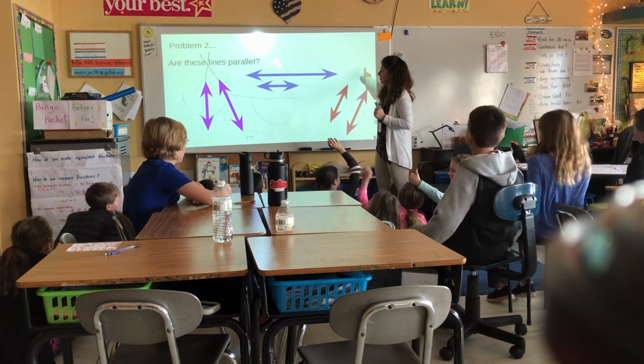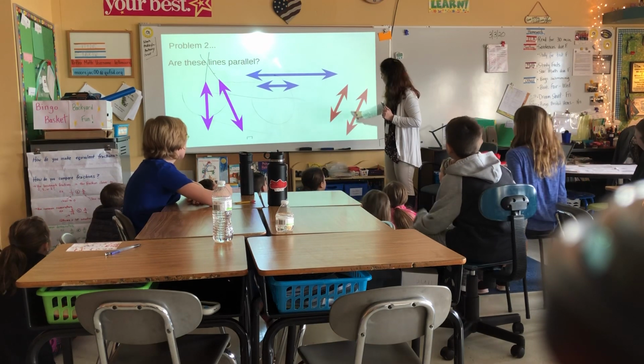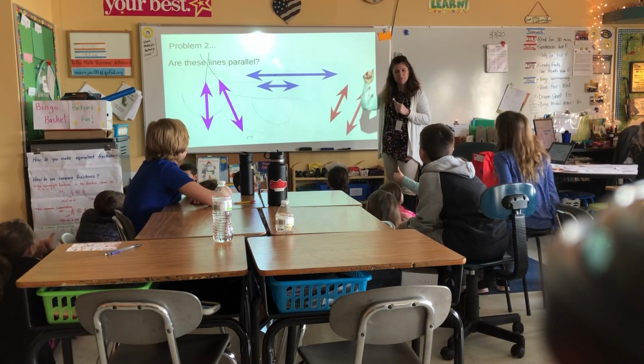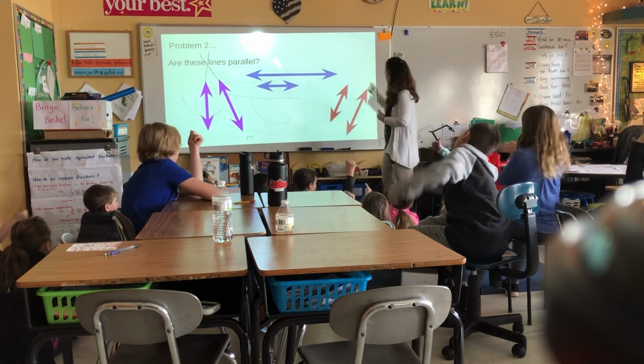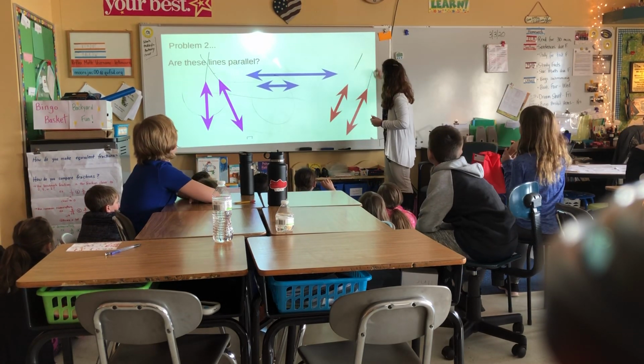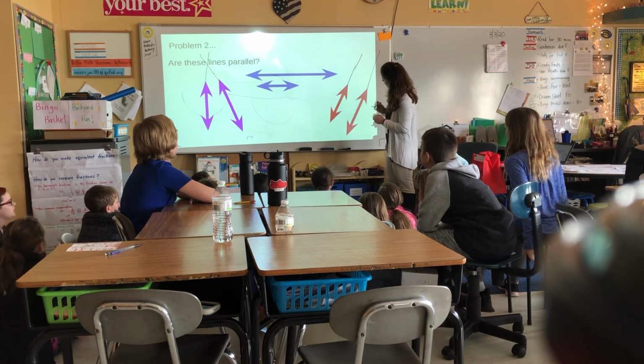Absolutely, they go on and they're not going to ever meet. How about the red ones? Thumbs up if you think they're parallel. They're not. Yeah, they are, because if it went on, they wouldn't cross. They're not crossing. The blue ones will.